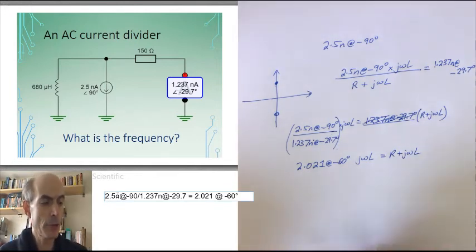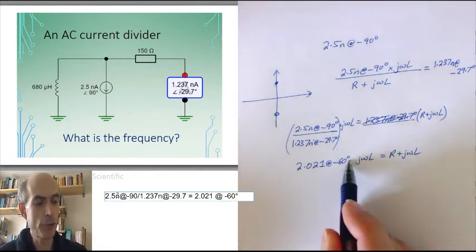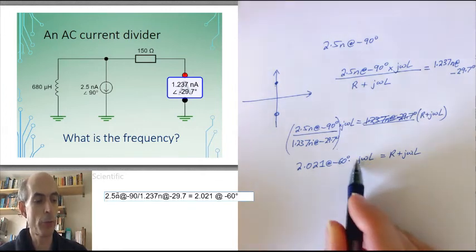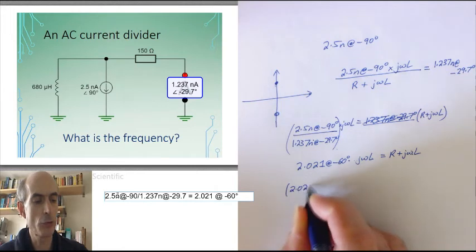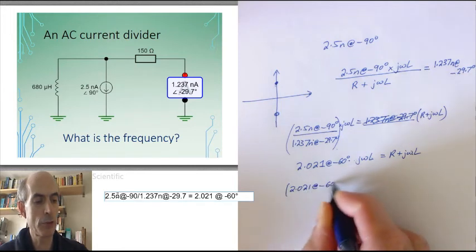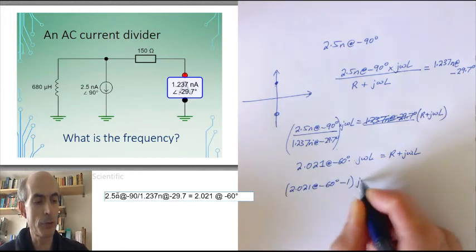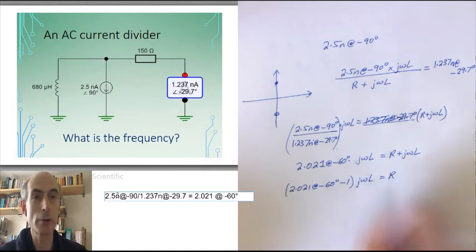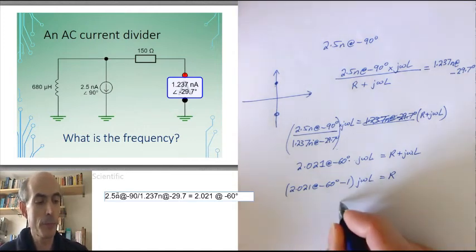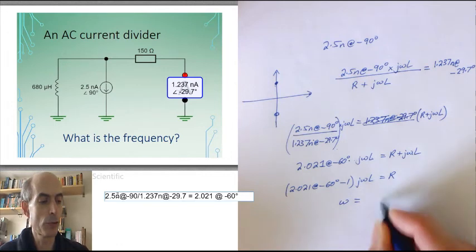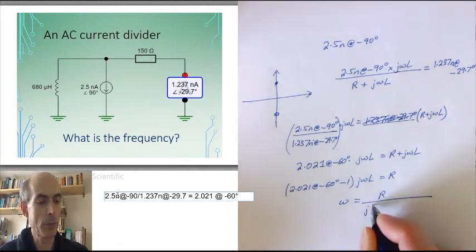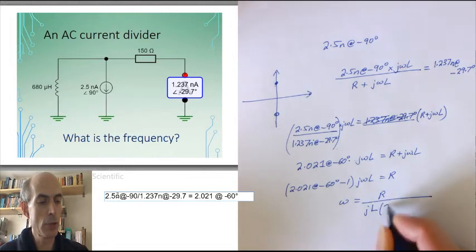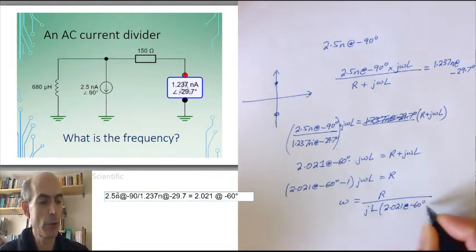So 2.021 at minus 60 degrees times j omega L equals R plus j omega L. Right, if I bring this j omega L over onto this side and take out the common factor of j omega L, I would end up with 2.021 at minus 60 degrees minus 1 times j omega L equals R, and therefore that omega equals R over j times L times 2.021 at minus 60 degrees minus 1.